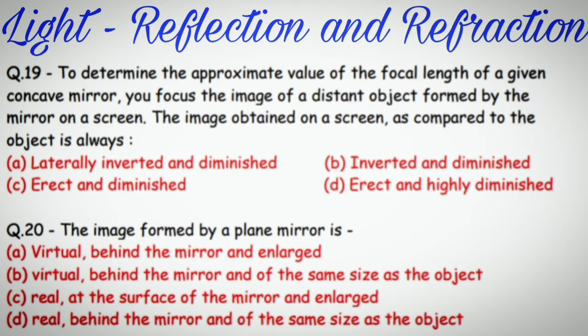Next question comes here. Image formed by a plane mirror is: Option A, virtual, behind the mirror and enlarged. Option B, virtual, behind the mirror and of the same size as the object. Option C, real, at the surface of the mirror and enlarged. Option D, real, behind the mirror and of the same size as the object. And the correct answer is virtual, behind the mirror, of the same size as the object.